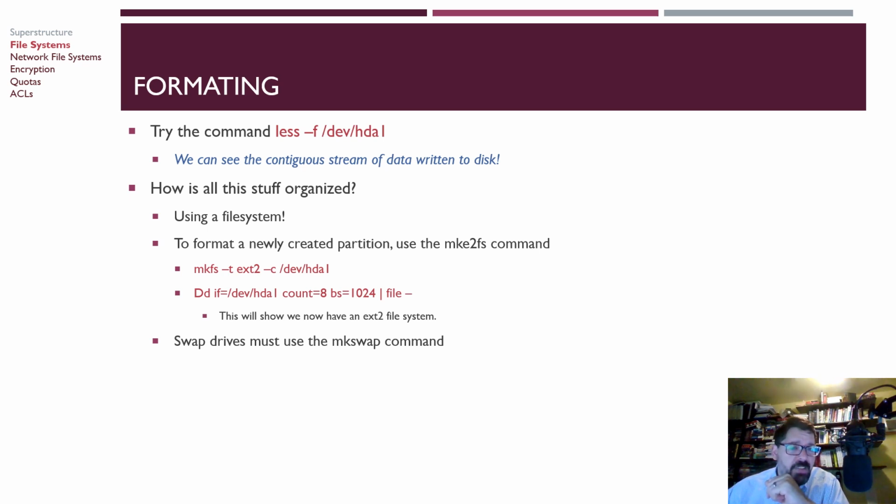To make a swap partition, it's a different command. It's mkswap. And you can use swapon to enable that swap partition. Use swapoff to turn it off. You can have different swap partitions and enable or disable whichever ones you want to use, for example.